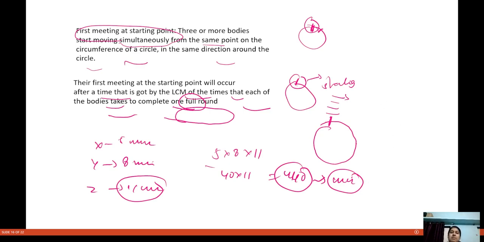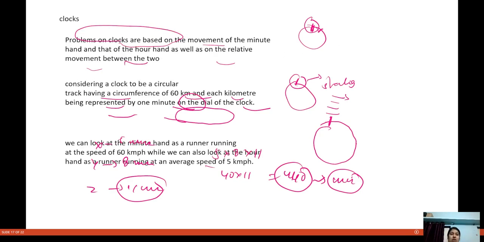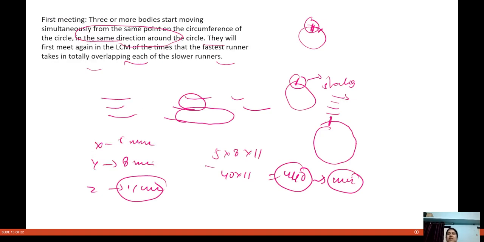But do remember, when will they first meet at the starting point? We will take the LCM of the times they take to complete one round. And when will they first meet at any point?